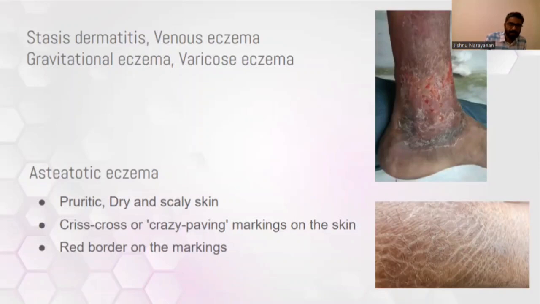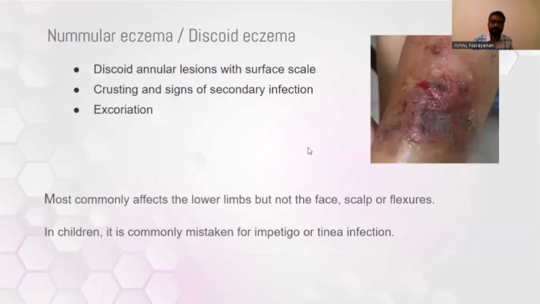Asteatotic eczema is another condition where usually the patients are very old-aged and their skin becomes too dry with pruritus. It is a very common condition, but most of the time we miss the diagnosis, and the crisscross or crazy paving kind of marking over the skin, as you can see on the slide, is a peculiar sign of asteatotic eczema. Nummular eczema, or discoid eczema, is disc-shaped eczema usually over the lower legs, which goes into the stage of inflammation and infection very easily.